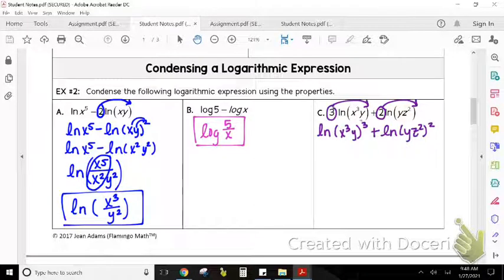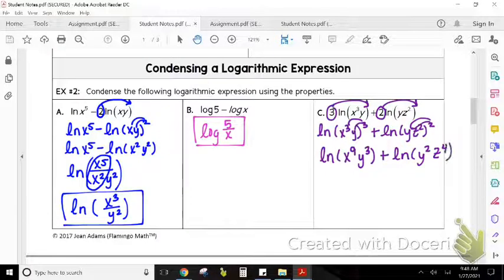And then because there are no plus or minus signs in parentheses, I'm going to go ahead and give that cube to both of them. So we get the natural log of x to the ninth, y to the third, plus, I'm going to do the same thing on the second one here. So I get the natural log of y squared, z to the fourth.